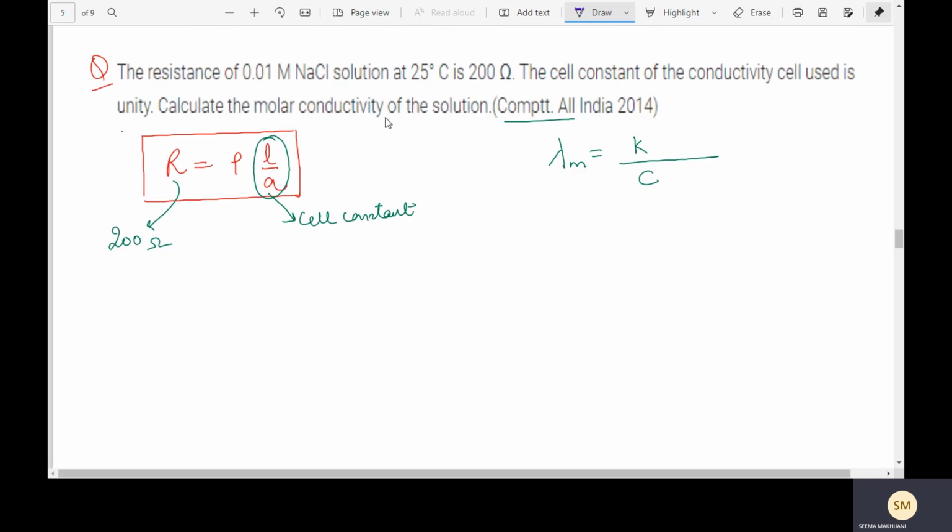Moving to the next. The resistance of a 0.01 molar NaCl solution at 25 degrees C is 200 ohms. What is cell constant? Cell constant is L by A of the conductivity cell, is unity. Unity means we take its value as 1. Now the units of cell constant will be centimeter inverse or meter inverse. I am taking it to be centimeter inverse because the unit is not given.